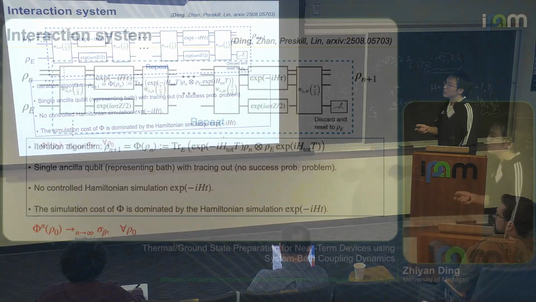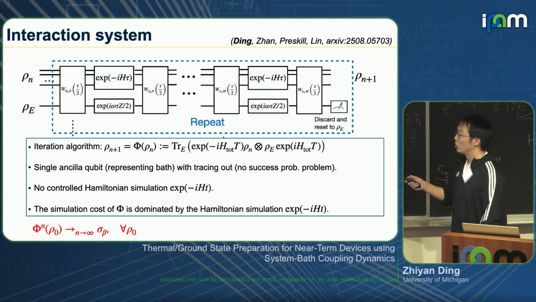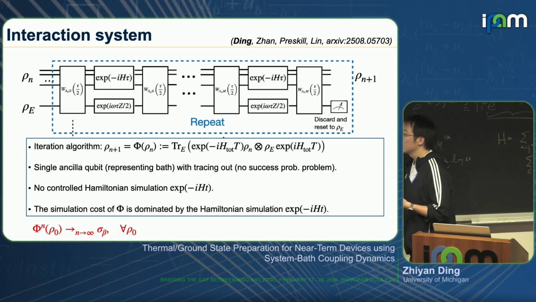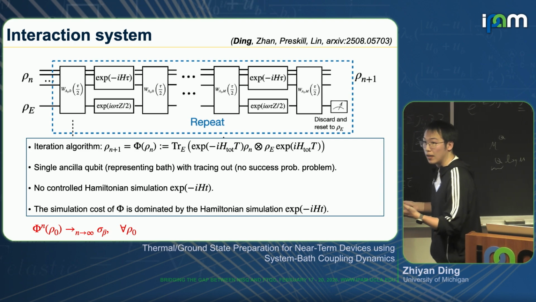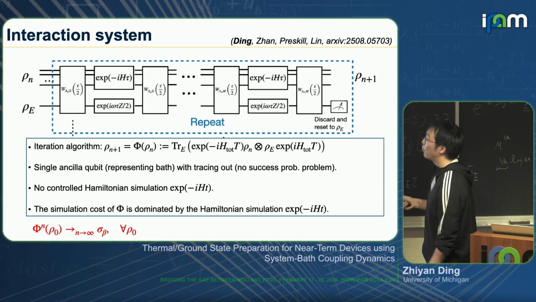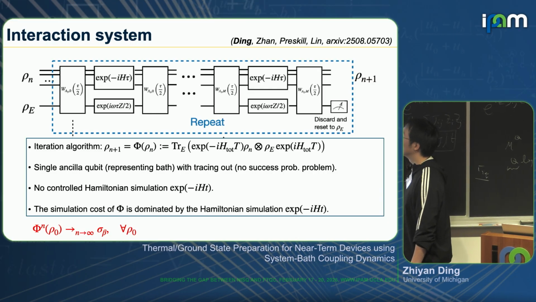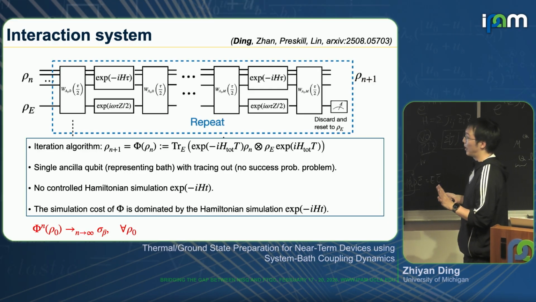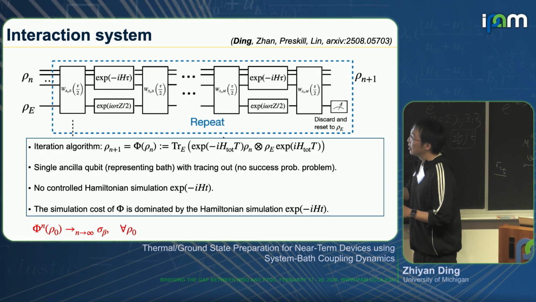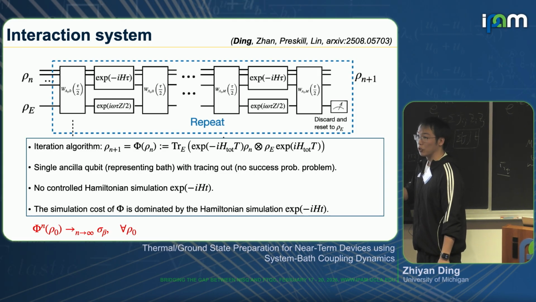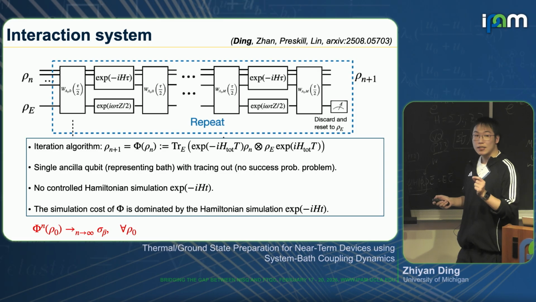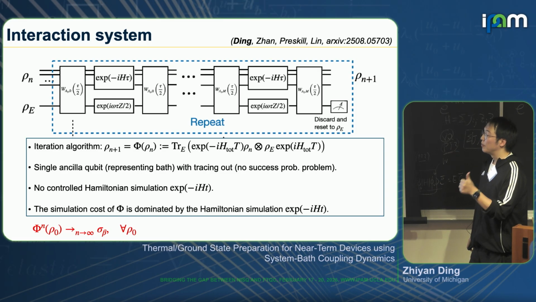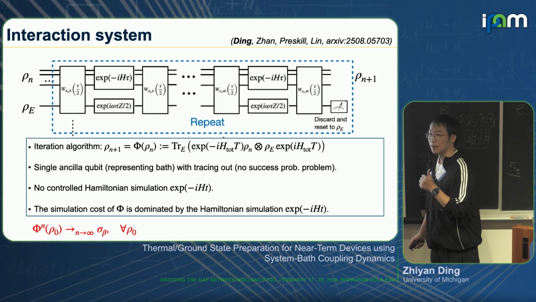So here, I think this slide is the most important slide in this talk. So first, our algorithm is an iterative algorithm. In each step of my algorithm, I will run the following quantum circuit. And this quantum circuit contains 4 different parts. So first, this quantum circuit contains the forward Hamiltonian simulation. So I want to emphasize that this is only a forward Hamiltonian simulation, not controlled Hamiltonian simulation.